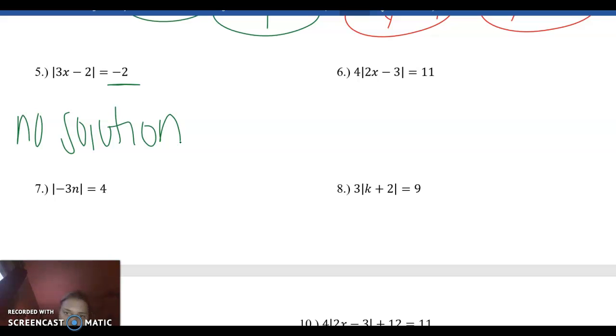Number 6. We have a 4 outside of the parentheses. What do you guys think that means? Just like when you're solving an equation, we are dividing by 4. Divide by 4. So now we have the absolute value of 2x minus 3 is equal to 11 over 4. Our absolute value is now on its own. There's nothing being added, subtracted, multiplied. So we can set up our 2 cases.